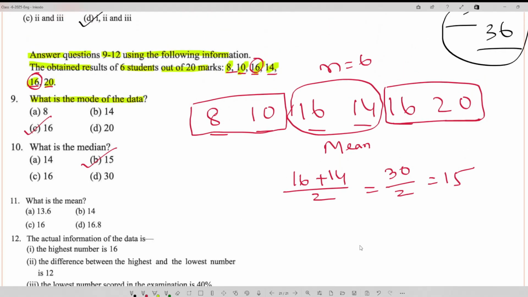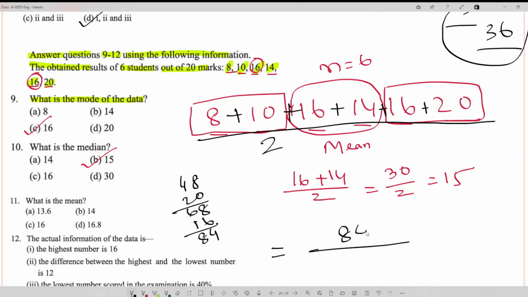What is the mean? So, mean means all the numbers we should make summation and divide by the total numbers. So, 8 plus 10 plus 16 plus 14 plus 16 plus 20 and divide by 6. So, the answer is, look, 84. So, this is 84 divided by what? 1, 2, 3, 4, 5, 6, divide by 6, right? So, what will be the answer? So, answer is 14, right? Right? What is the mean?